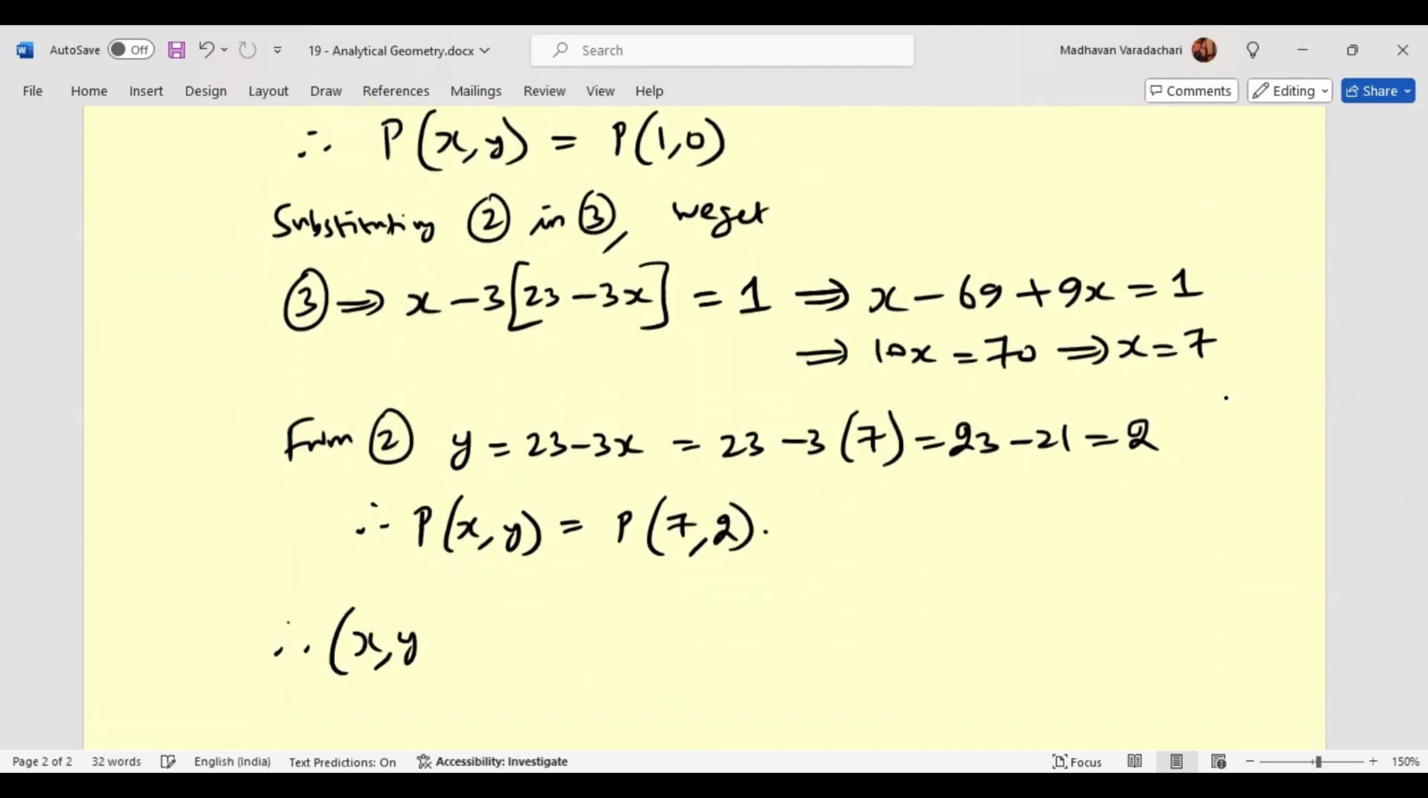Therefore, we can say the coordinates are either 1 comma 0 or 7 comma 2. That is the solution for this particular question.